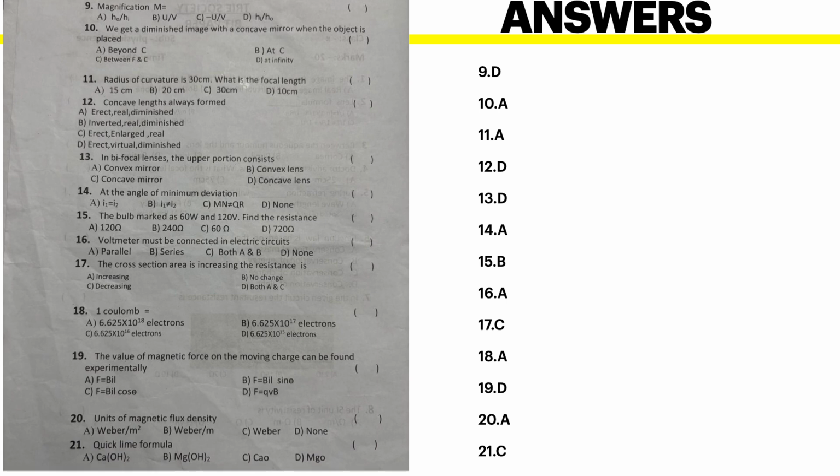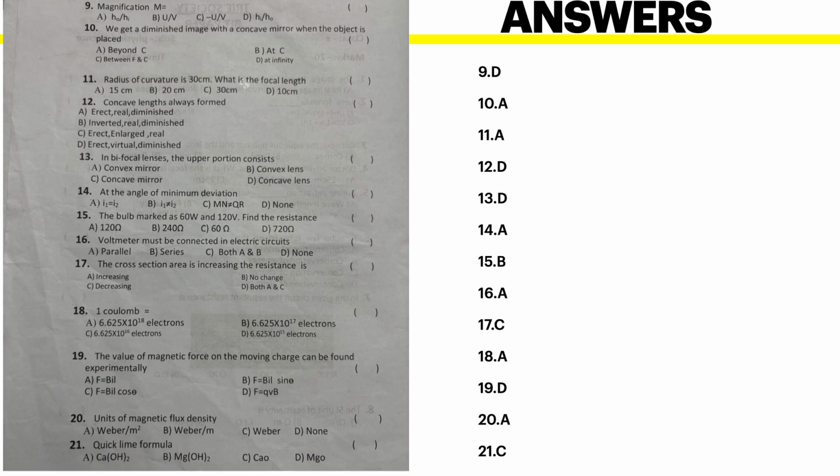Next, see the 11th one, radius of curvature is 30 centimeters. What is the focal length? We know that the relation between radius of curvature and focal length is R is equal to 2F. So for the 11th one, A is the right answer, 15 centimeters, half of the radius. Concave lenses always form, see this one, here the bit is printed wrong, concave, printing mistake. Concave lenses always form erect, virtual and diminished image. For the 12th one, D is the right answer.